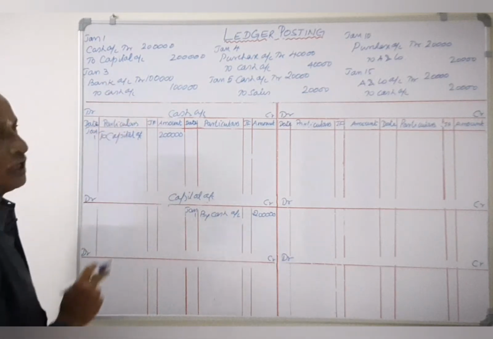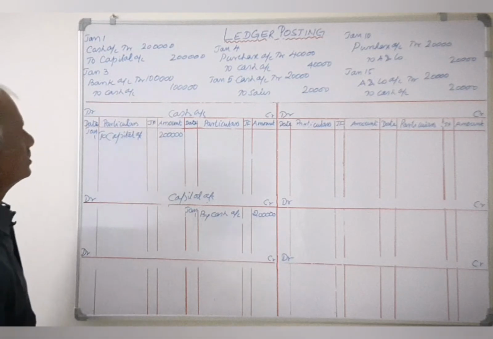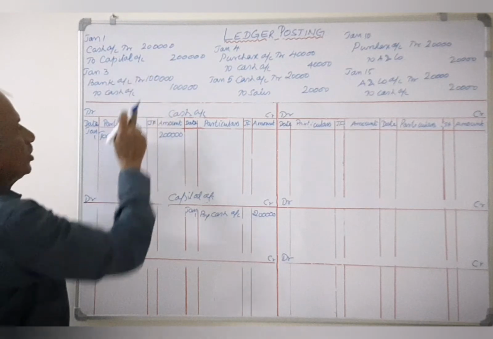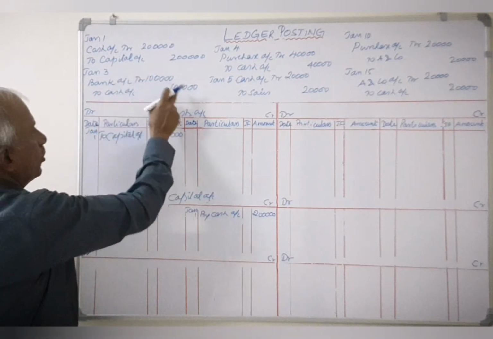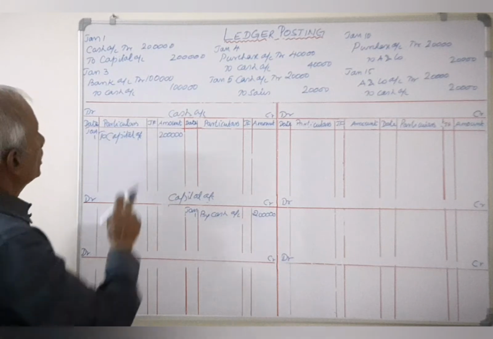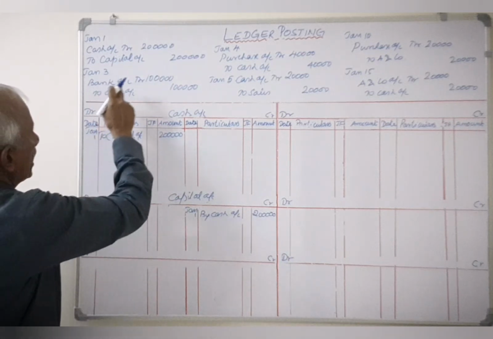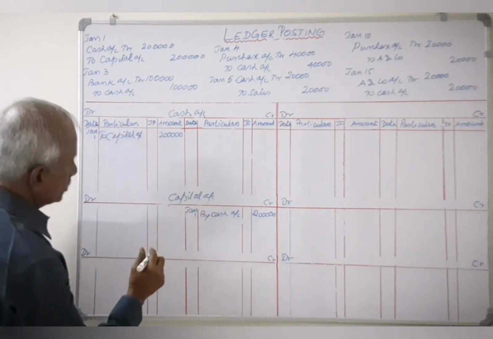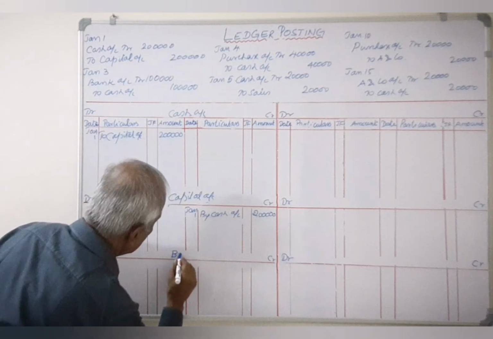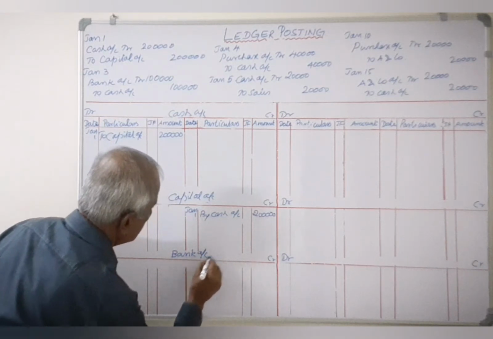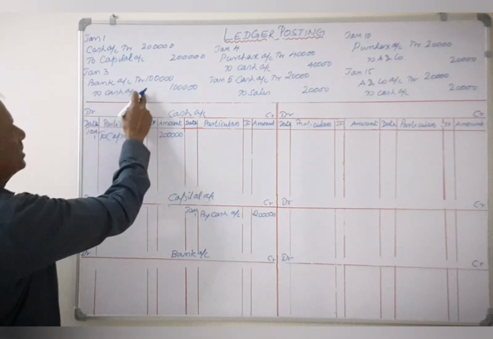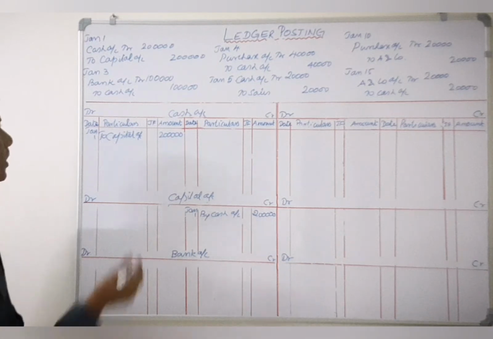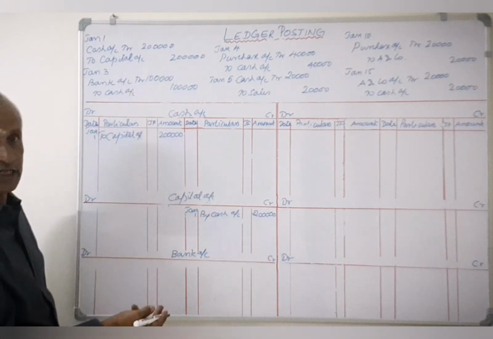Now let us go to the next journal, bank account debtor to cash. Now the meaning of the journal is on the debit side of the bank account you have to record 1 lakh and on the credit side of the cash account you have to record 1 lakh. Now let us find out all these accounts are available here. Bank account is not available, so let us open it. Bank account. Next cash account is available, so there is no need to open one more cash account. Right, now let us start posting the second journal.